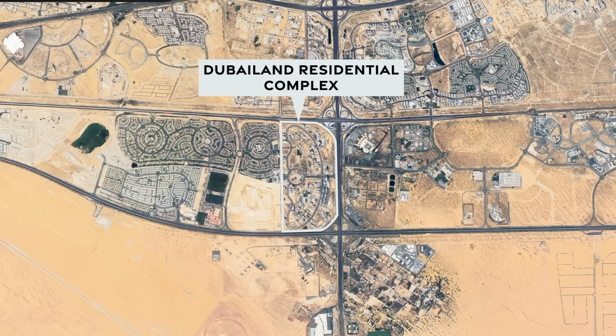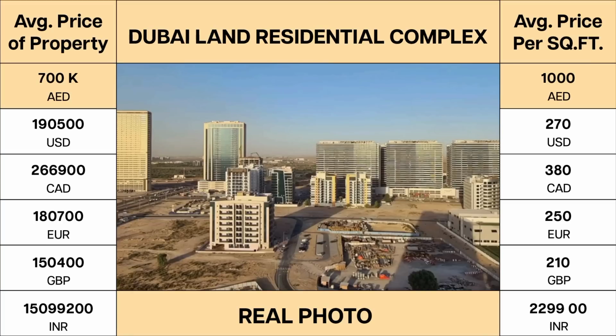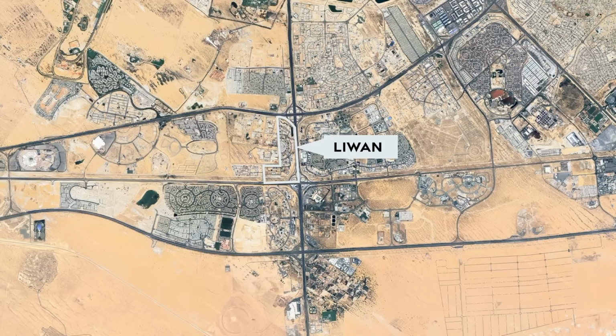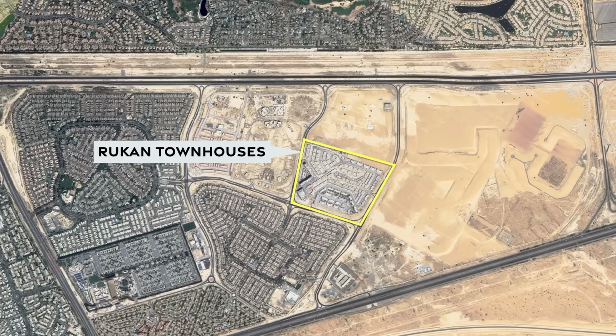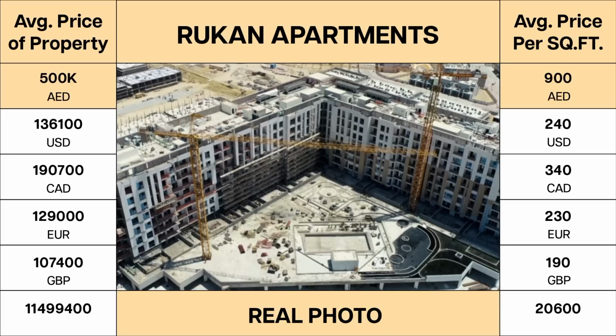Dubai Residence Complex is this area next to Academic City on Dubai Al Ain Road E66. Apartments here are at an average price per square foot of 1000 and an average price of 700,000 dirhams. Liwan is another affordable area adjacent to Dubai Land Residence Complex. Average price per square foot is 1000 dirhams. Rukan is a small community here and it features some apartment options. Average price per square foot is 900 dirhams.